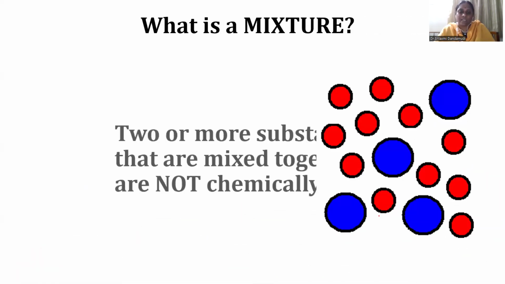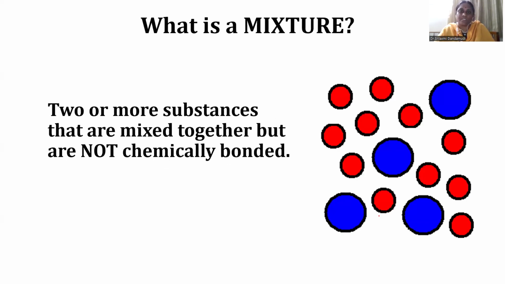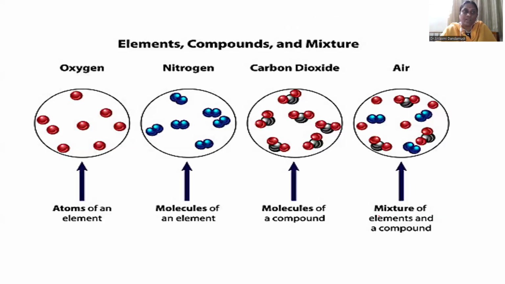Mixture. A mixture contains two or more substances, but they are not chemically bonded together. See here, this is oxygen. It contains oxygen element only. This is nitrogen, which is a molecule. Here it is a combination of two nitrogen atoms. So a molecule is a combination of the same elements. Next, it is carbon dioxide. See, the gray one is carbon and the red ones are oxygens.